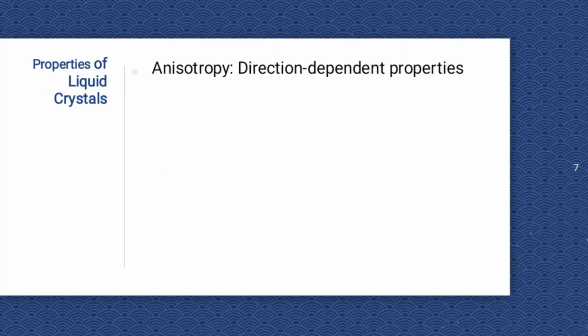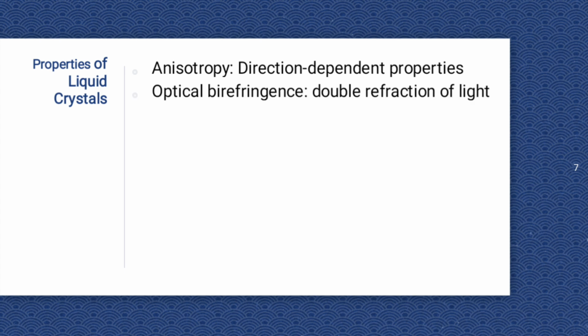Moving further, students, now let's talk about their properties. The first property is that liquid crystals show anisotropy. So what does it mean? It means that their properties depend on direction. For example, refractive index or conductivity varies with molecular orientation, the way the molecules are arranged. Then the next point is they show optical birefringence, which means splitting light into two rays, that is double refraction of light.